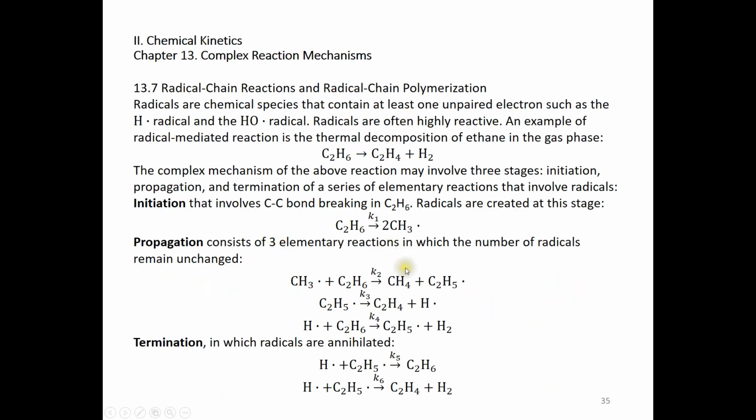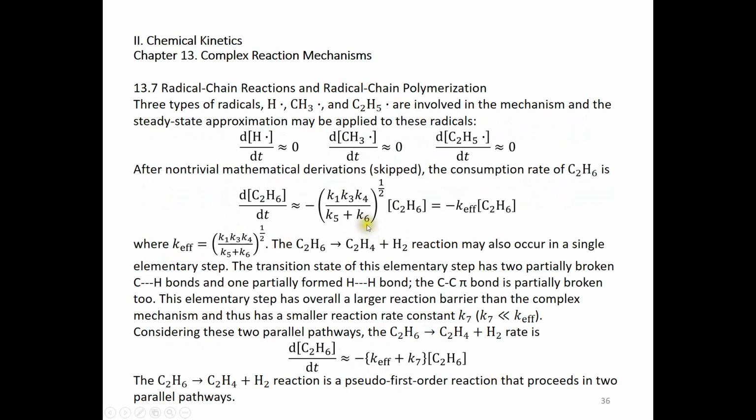Alright, it's from the previous page. We have k1 here for initiation. k2, k3, k4 are the propagation steps. k5 and k6 are the termination steps. So we got all those over here combined to form this effective rate constant. So this is a complex reaction mechanism, and we have to use the steady-state approximation to solve the differential equations approximately and get the rate law, and then we can integrate it to get the integrated rate law, and this is a pseudo first order reaction.